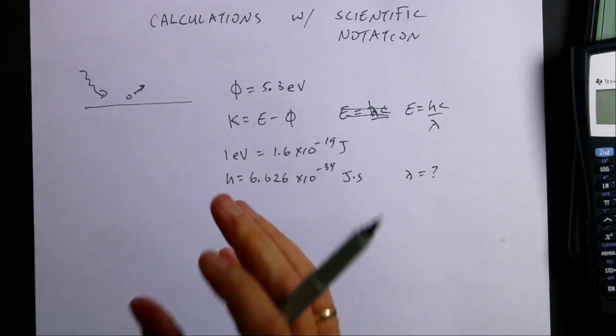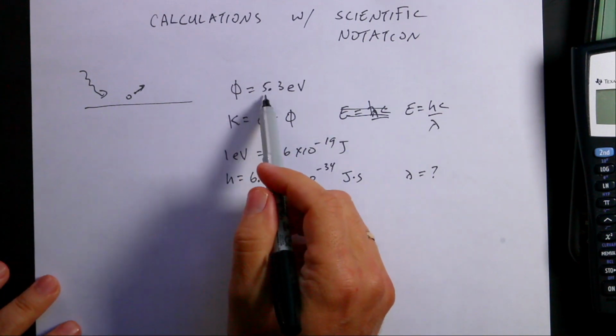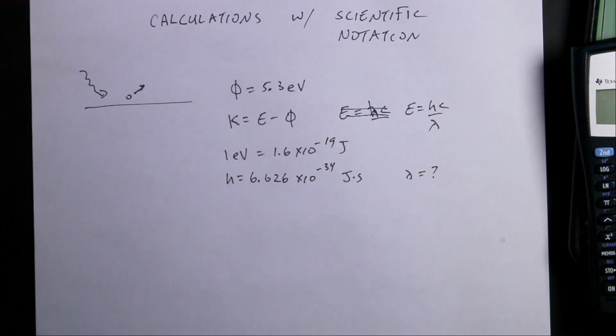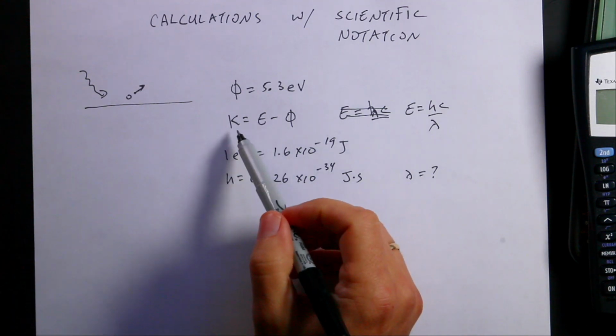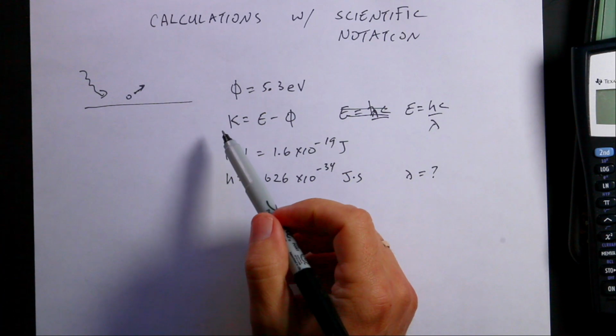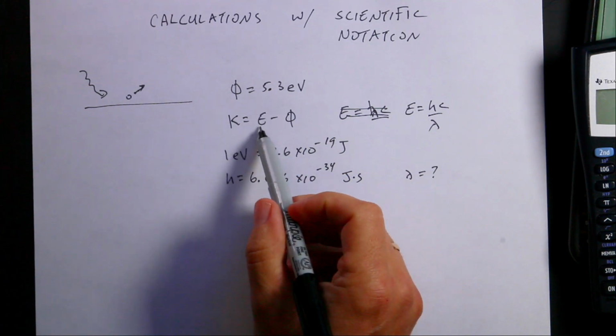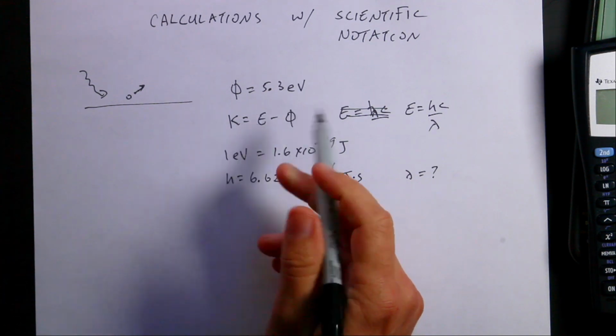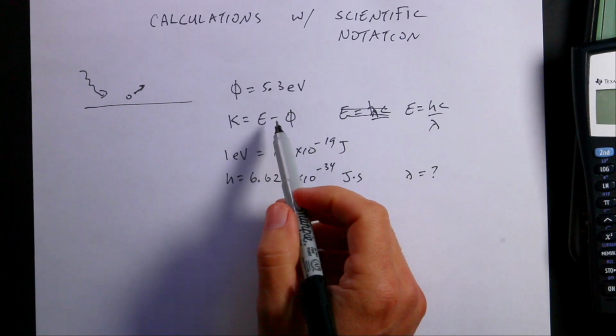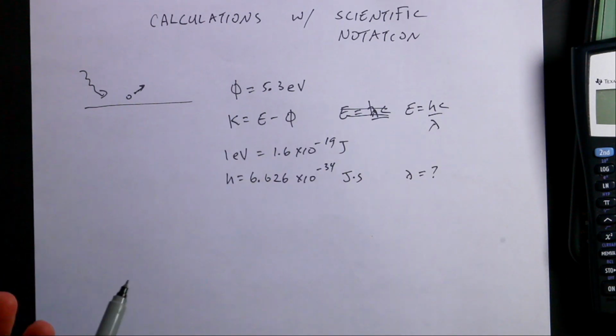So suppose I have some metal and I shine light on it and I want to eject an electron. This is the photoelectric effect. This metal has a work function of 5.3 electron volts. Don't worry about that if you don't understand it, because the numbers are all that matters. I know that the kinetic energy of an ejected electron is the energy of the light, the photon, minus the work function. The question is, what's the minimum wavelength I can use?